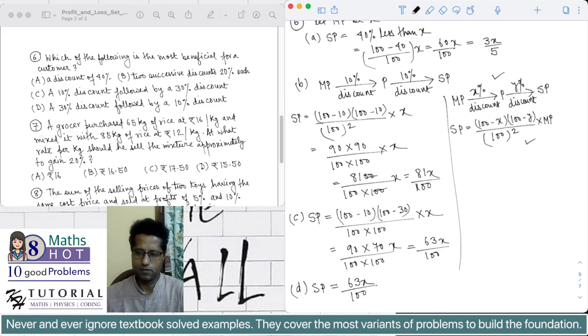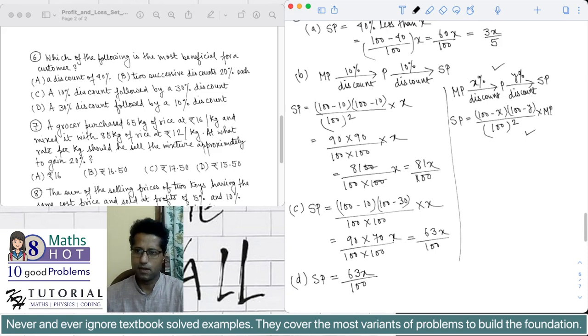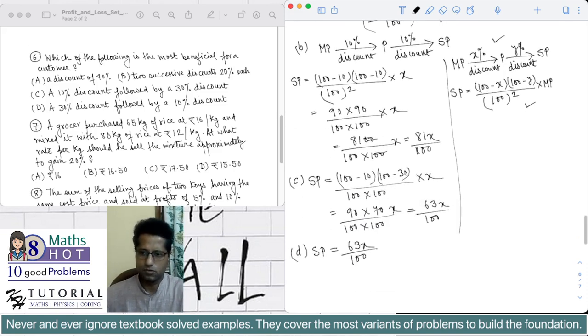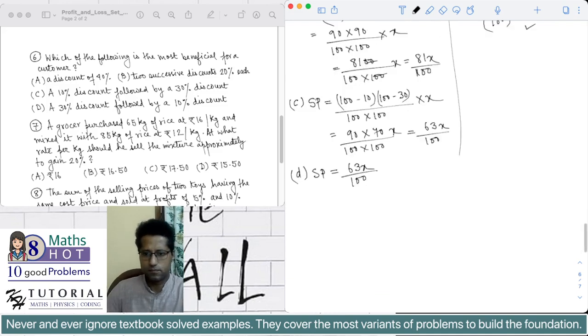So whether 3 by 5 is least, we have to compare 3 by 5, 81 by 100, and 63 by 100. We have to compare these fractions of rational numbers, and we have to see which one is the least one.